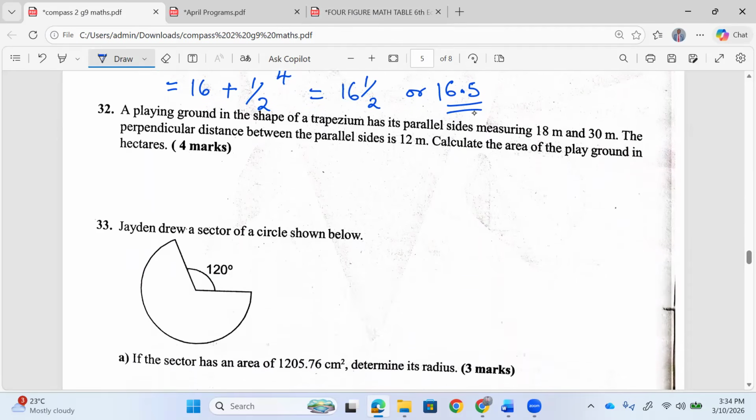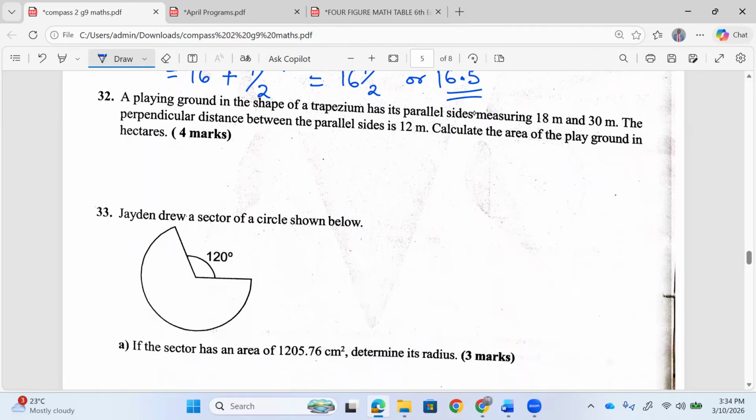Number 32, ladies and gentlemen. Number 32. A playground is in the shape of a trapezium, and its parallel sides are measuring 18 and 30 meters. Now, the perpendicular distance between the parallel sides is 12 meters.